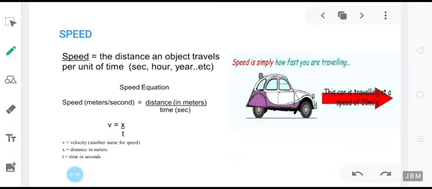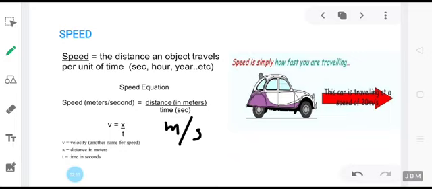Speed is a pure scalar quantity. It gives no idea about the direction of motion of the object. The speed of the object can be zero, positive, but never negative. In SI system, the unit of speed is meter per second, as you can see from the expression.